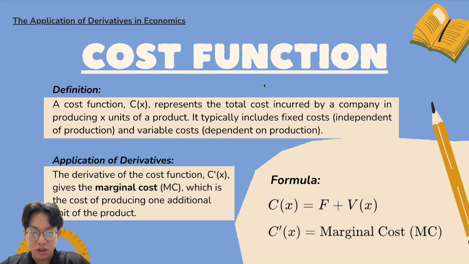The derivative of the cost function, denoted as C prime of X, is known as the marginal cost. This measures the additional cost incurred to produce one extra unit of a product. In mathematical terms, C prime of X actually means the rate of change of C of X.